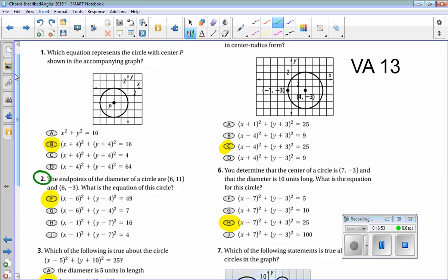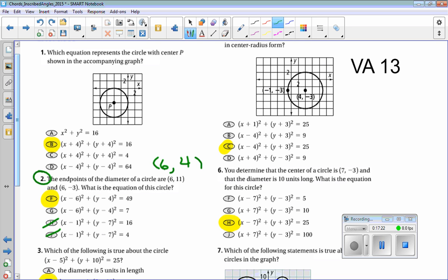And how do I find the center of the circle if I'm given the endpoints of the diameter? Midpoint formula. So what's the midpoint of 6 and 6? Well, just 6, isn't it? So 6 something is the center. And then -3 plus 11 divided by 2. 4. So I can cross out these 2 as possibilities. Would you agree?